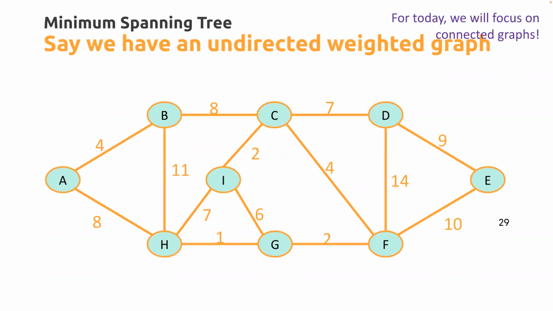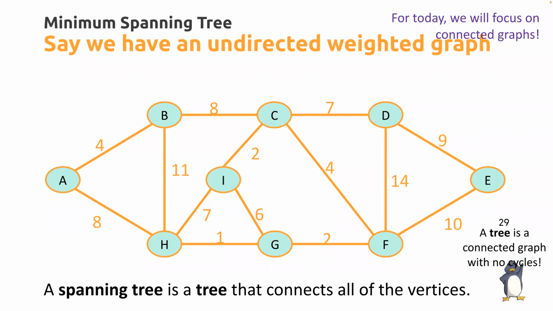Okay, so minimum spanning tree. Here is a connected graph. This works for directed graphs as well, but here's an undirected, fully connected, weighted graph. Here's a definition. A spanning tree is a tree that connects all the vertices. So what's a tree? A tree is a graph with no cycles. A tree is a graph that has n-1 edges. So if it connects n nodes, it has n-1 edges. A spanning tree is going to be a tree of this graph that connects all the nodes.